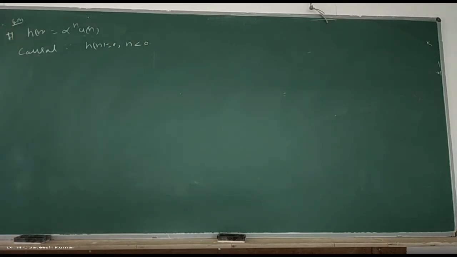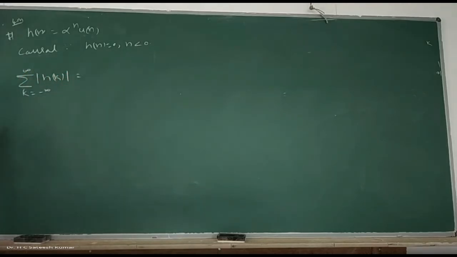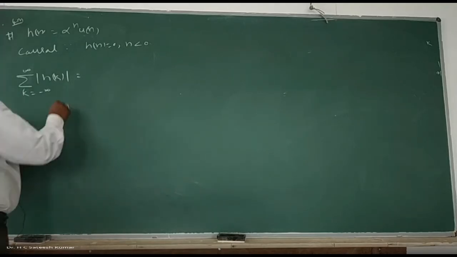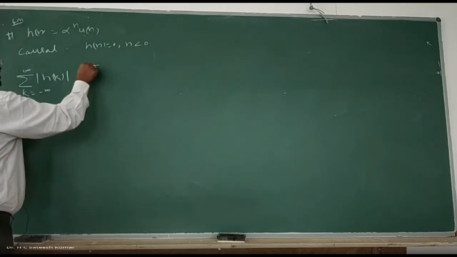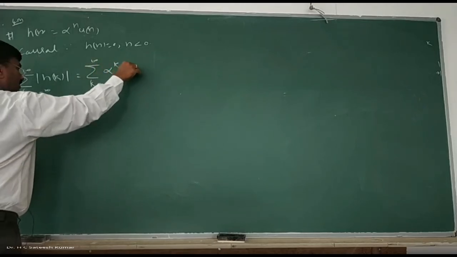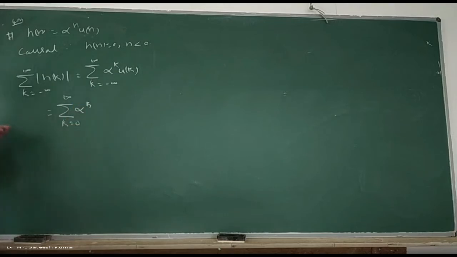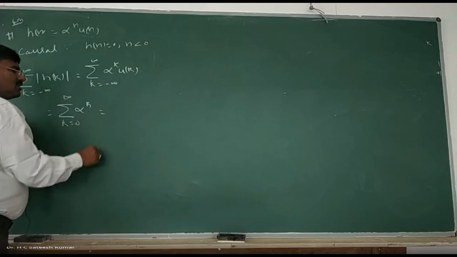Next, causal or not, you say. So what is stability? Summation k varies from minus infinity to plus infinity, magnitude of h of k should be less than infinity for the system to be stable. So that is nothing but equal to summation k ranges from minus infinity to plus infinity, alpha to the power of k into u of k, which is nothing but summation k ranges from 0 to infinity, alpha to the power of k. For this one, we don't know what alpha is.